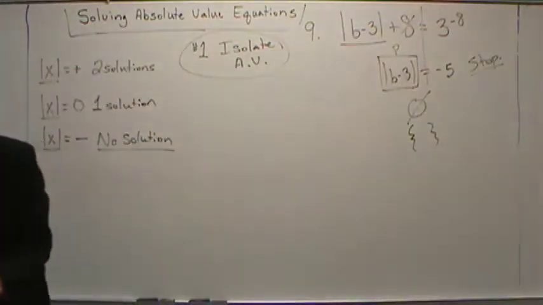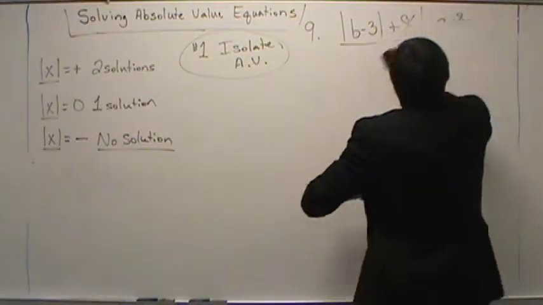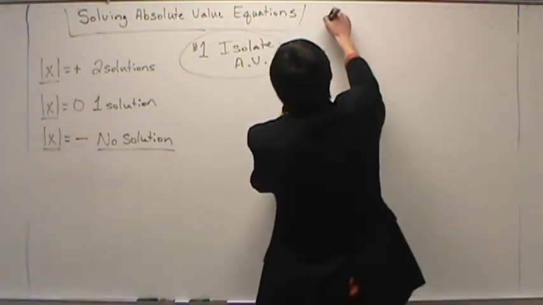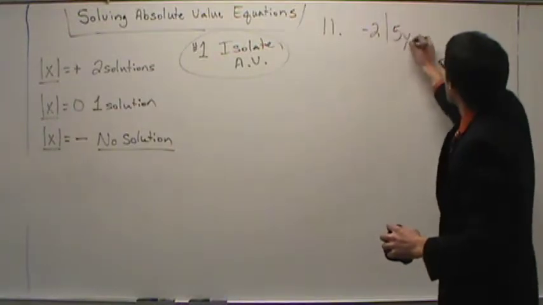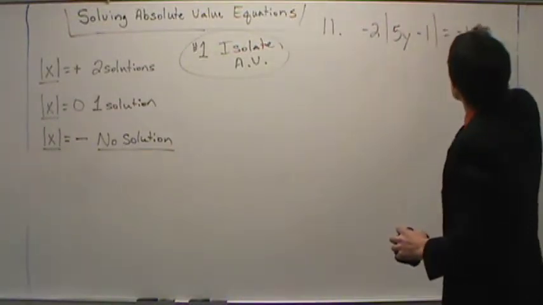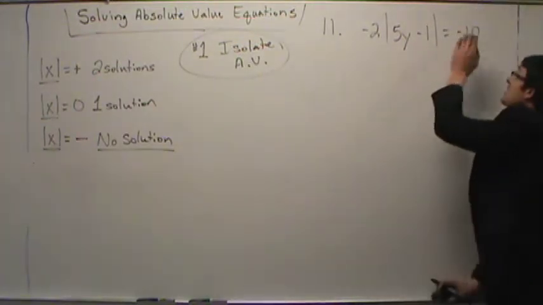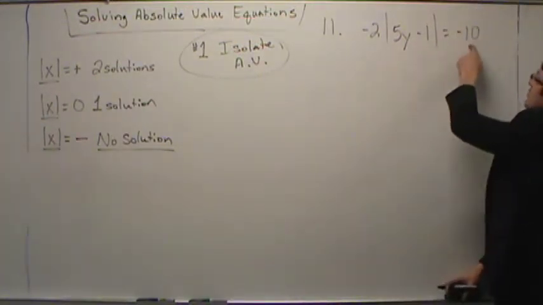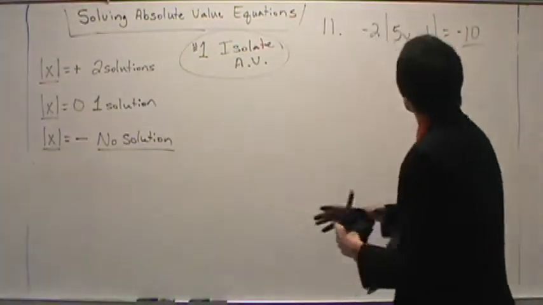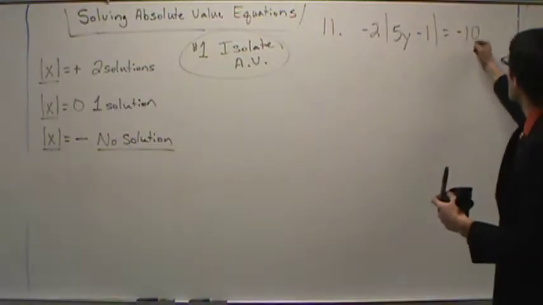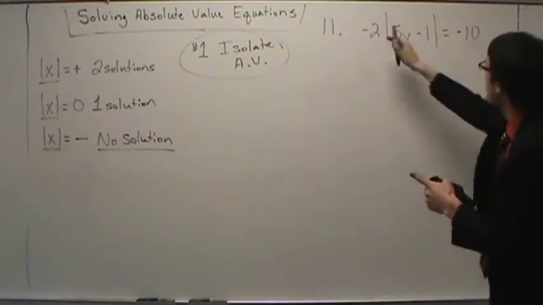Okay, let's look at number 11. Number 11 says negative 2 times the absolute value of 5y minus 1 is equal to negative 10. Now that you saw the last one was no solution, alarms, bells, whistles, flashing lights should be going off. What do you notice about your right side? Right side is negative. Uh-oh, you should immediately notice that this is a problem. So we should be worried about no solution cases. But if you notice here, we have not isolated yet.